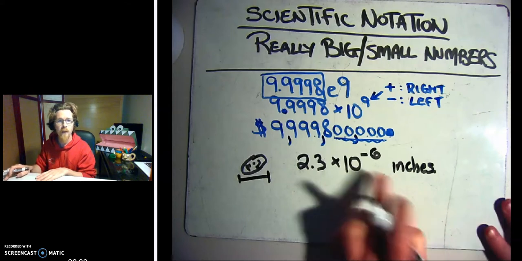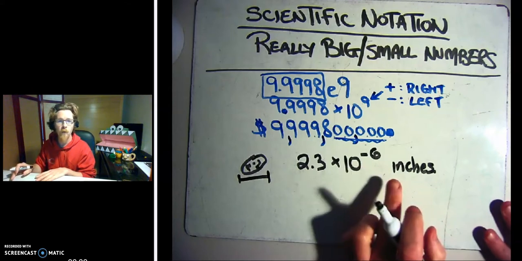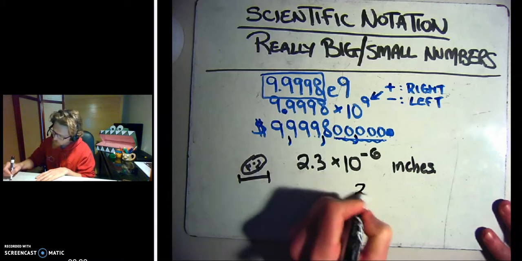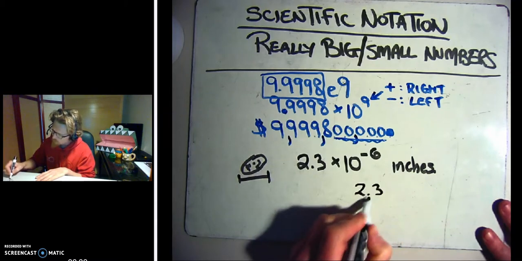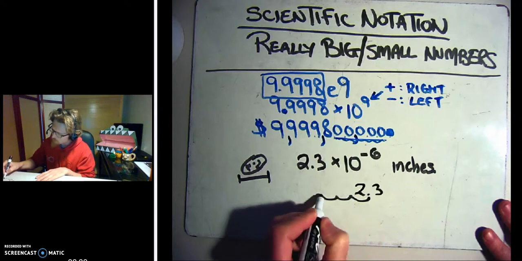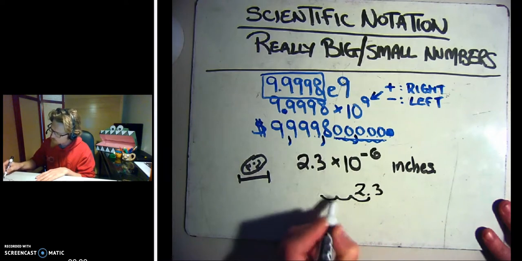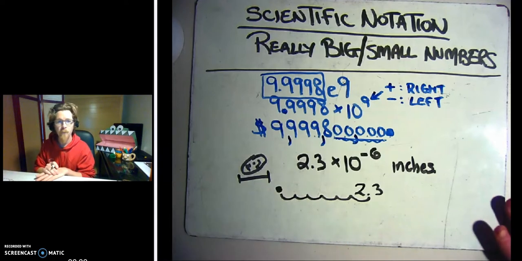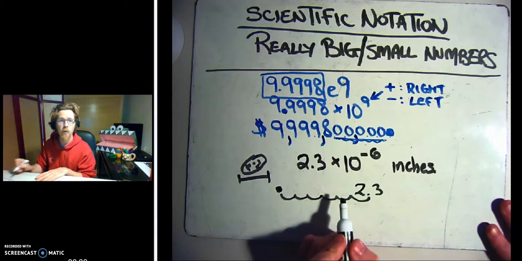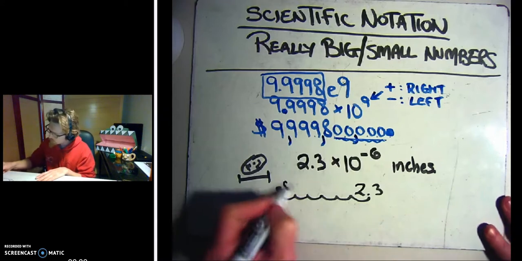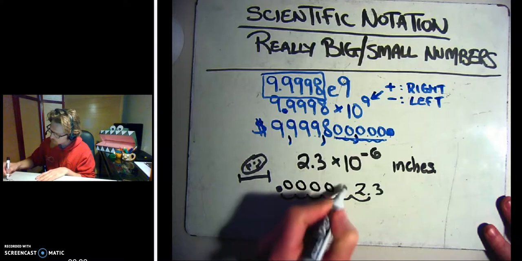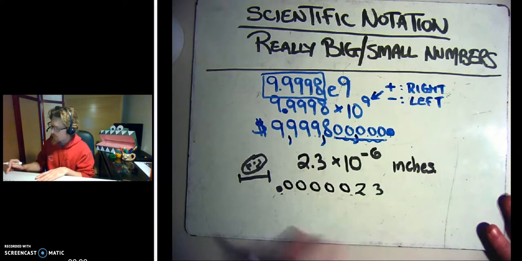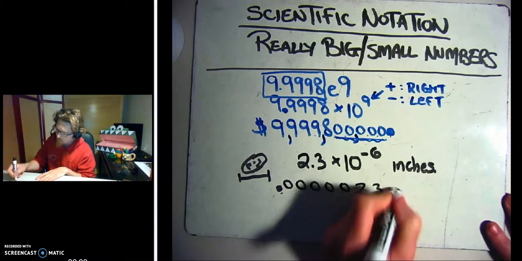Now, as I said, a negative exponent moves the decimal to the left. And so I'm going to take the number 2.3, and this time the decimal is going to go to the left 6 times. 1, 2, 3, 4, 5, 6. And we'll put our decimal there. Now you'll notice there's some gaps, so we're going to fill those in with zeros. 0, 0, 0, 0, 0. And so this would be the size of a cell in inches.